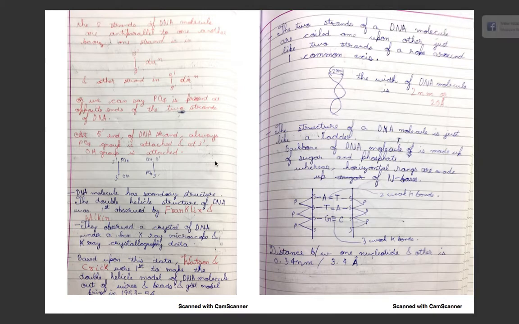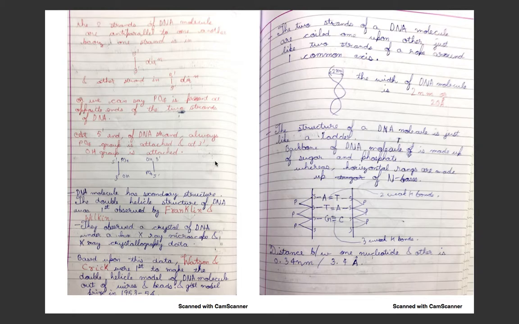The double helical structure of DNA was first observed by Franklin and Wilkins. They observed a crystal of DNA using X-ray crystallography data. Now, based upon these data, Watson and Crick were the first to make a double helical model of the DNA molecule out of wires and beads and got a Nobel Prize in 1953 to 1954. The two strands of the DNA molecule are coiled one upon another, just like two strands of a rope around one common axis. The width of the DNA molecule is 2 nanometer or 20 angstrom.